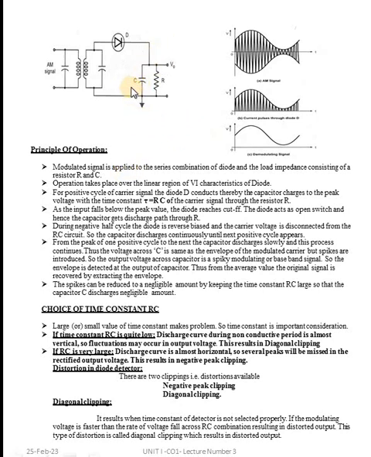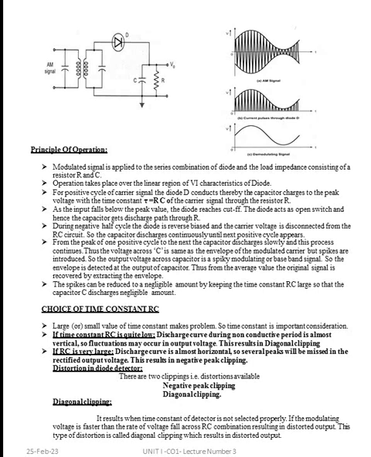Operation takes place over the linear region of the VI characteristics of the diode. For the positive half cycle of the carrier signal, the diode conducts, thereby the capacitor charges to the peak voltage with the time constant tau equal to RC of the carrier signal through the resistor R. As the input falls below the peak value, the diode reaches cutoff. The diode acts as an open switch, and hence the capacitor gets a discharge path through R.